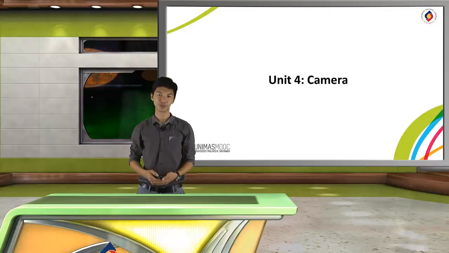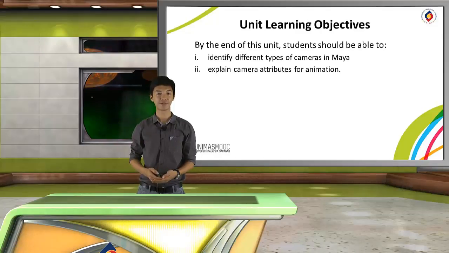By the end of this unit, you will be able to identify different types of cameras in Maya, and you will be able to explain camera attributes for animation.